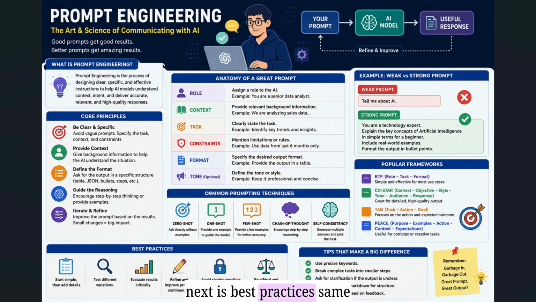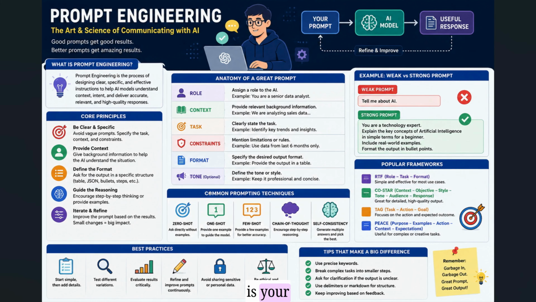So next is best practices. Same, as I said, start simple and then keep on adding the details. Test with different variations, you will get different outputs. You can go and finalize with one specific output. You need to evaluate your results. You need to refine and improve your prompts. You need to avoid sharing sensitive or personal data. You need to see what AI limitations are, and it should be under ethical values. And it should not be disrespecting anyone, or crossing any specific lines where it harms others.